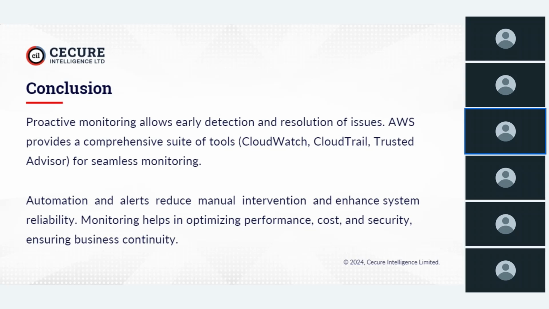And you can even integrate budgets and all of that to ensure that if you are spending above a particular threshold, you are notified. So in such a way, you are not paying more than you have actually budgeted. And automation alerts help to reduce manual intervention and enhance system security and reliability. So with automation, we get notified without doing anything, basically.